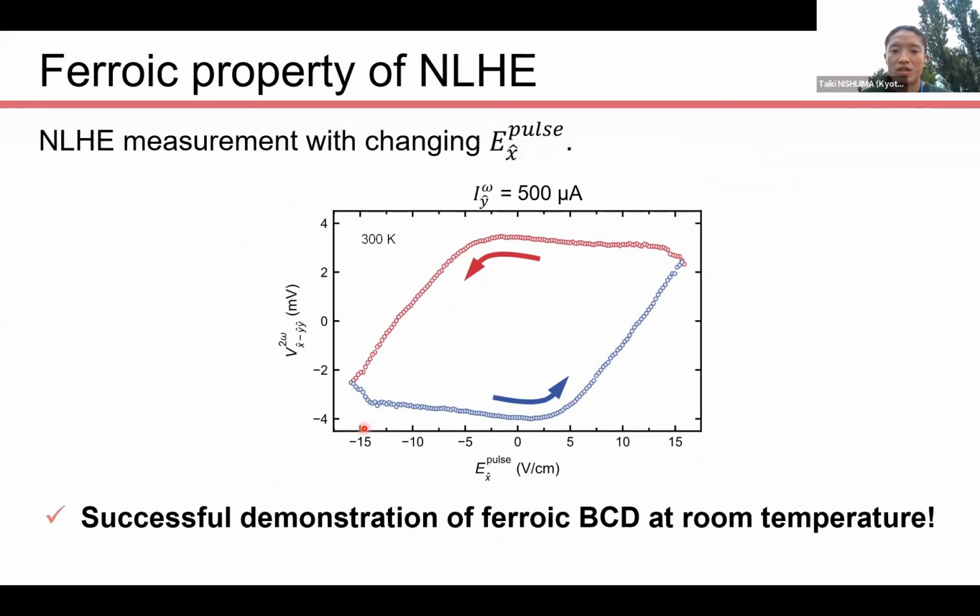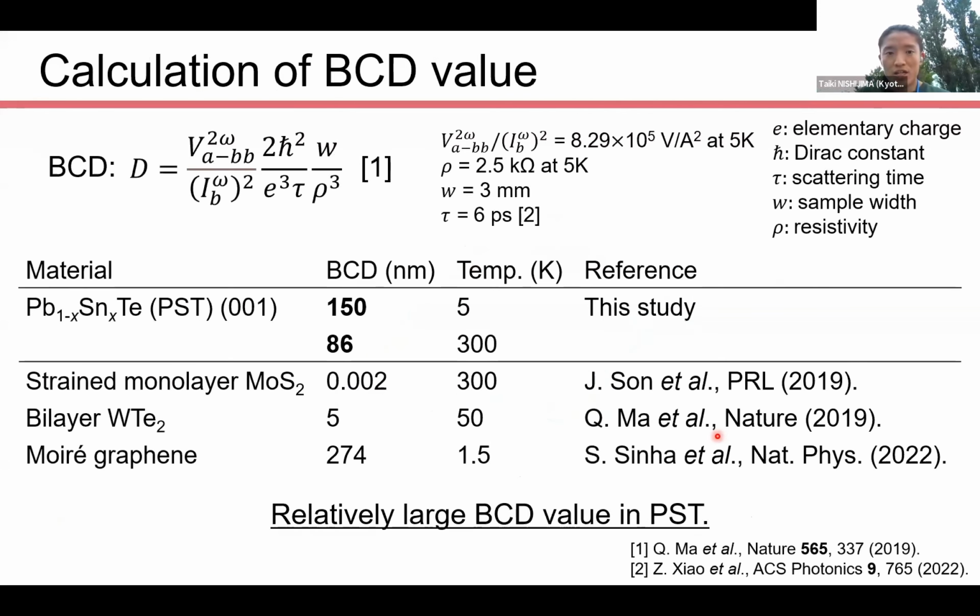So finally, we swept the magnitude of pulse electric field, and then it showed clear hysteresis behavior of nonlinear Hall voltage. So it indicates successful demonstration of ferroic Berry curvature dipole, even at room temperature. And at last, we calculated the magnitude of Berry curvature dipole, and it was around 150 nanometer at low temperature and around 86 at room temperature, which, compared with the previous reports, is a relatively large value.